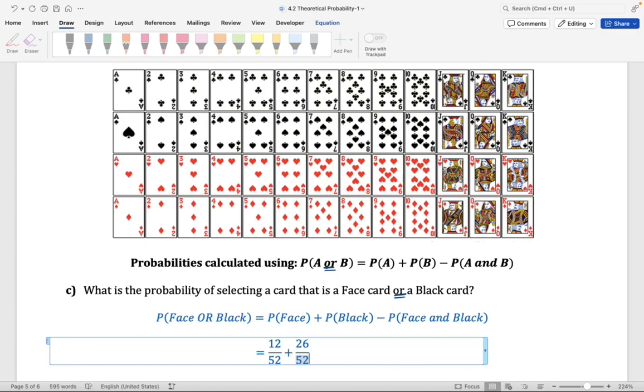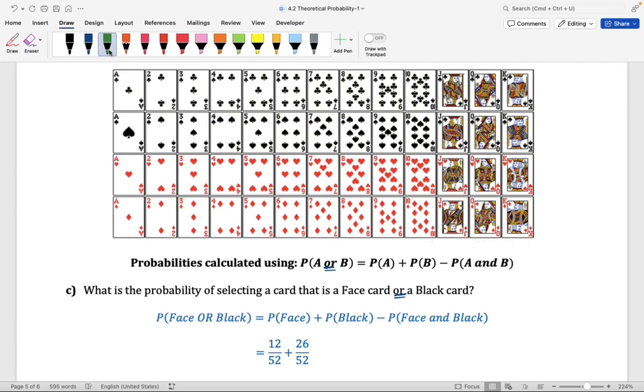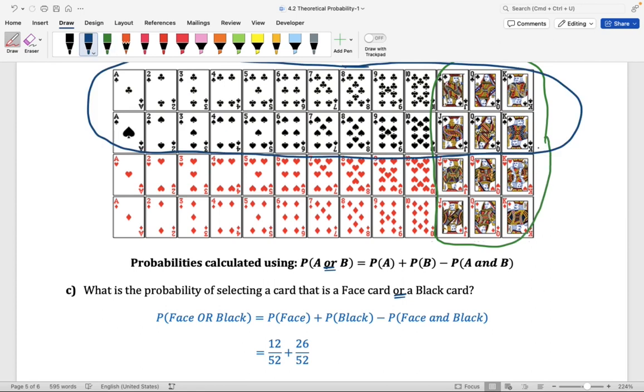Notice here, we're using the addition rule, but in order to calculate the probabilities, we still need to think of taking the number of outcomes in the event space divided by the number of outcomes in the sample space. Now, let me go ahead and highlight what we did. We were looking at all the face cards. I'm just going to circle them here. We were also looking at all the black cards. We counted 12 face cards and we counted 26 black cards.